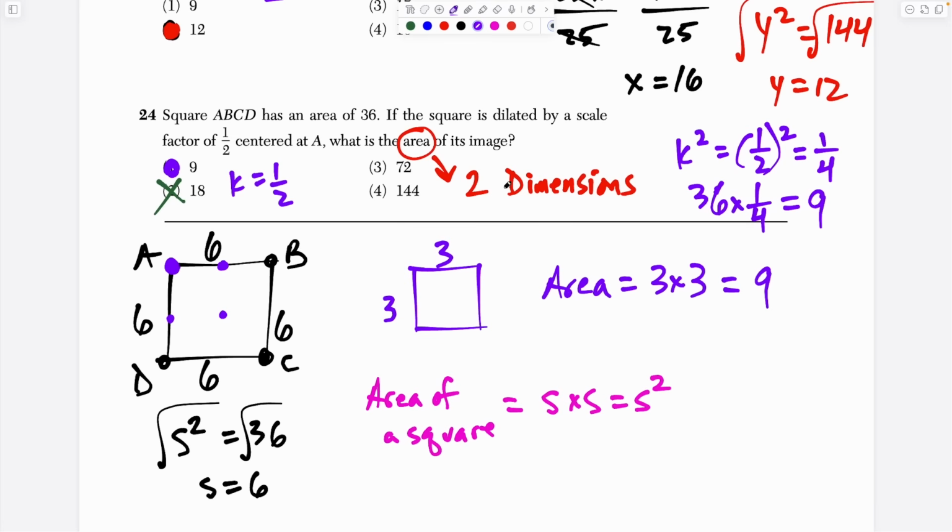And the last note here is if I were to replace S with the dilated length 1/2 S, you could see that if I were to take 1/2 S times 1/2 S, I would get 1/2 times 1/2 is 1/4, and S times S is S squared. So once again, this is why if we want to get right from the area of the original to the new area, we would have to multiply by the scale factor squared.